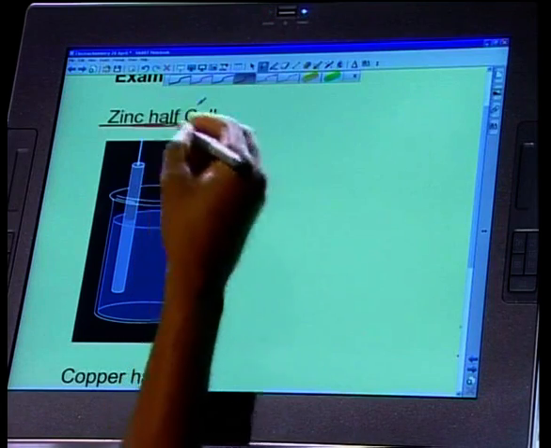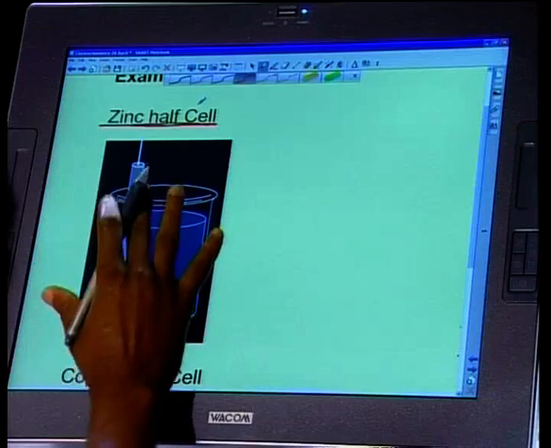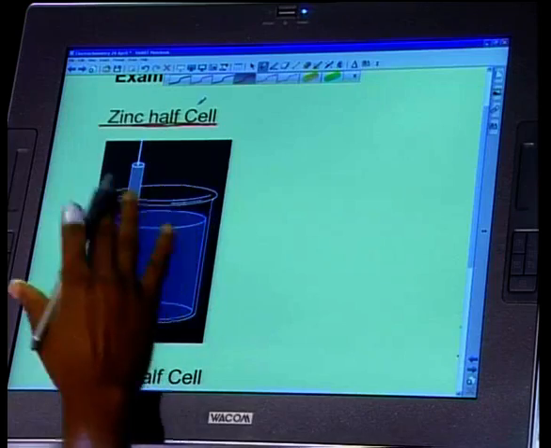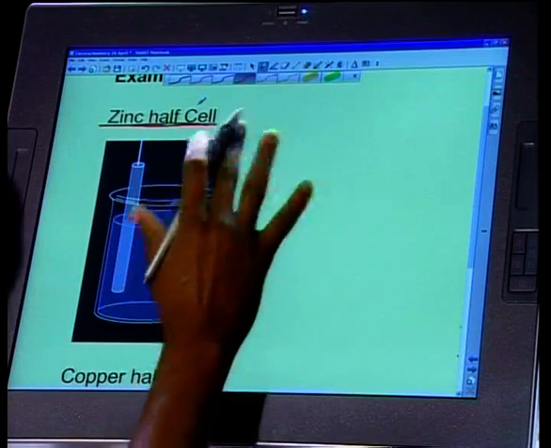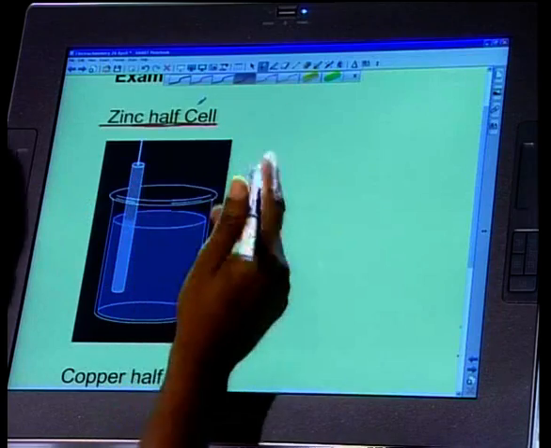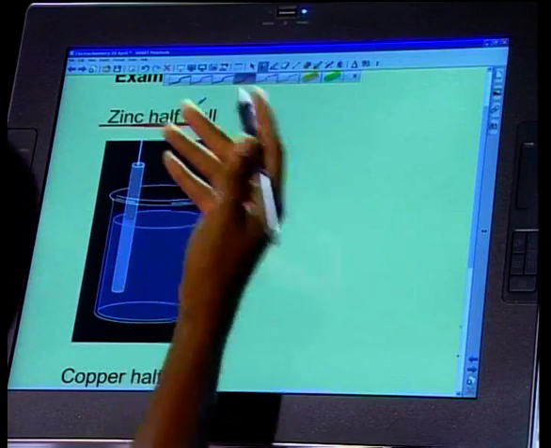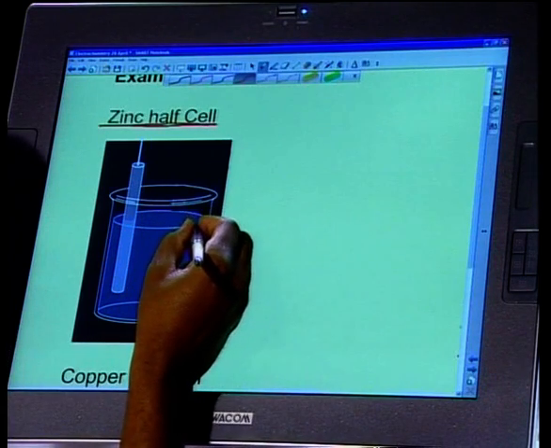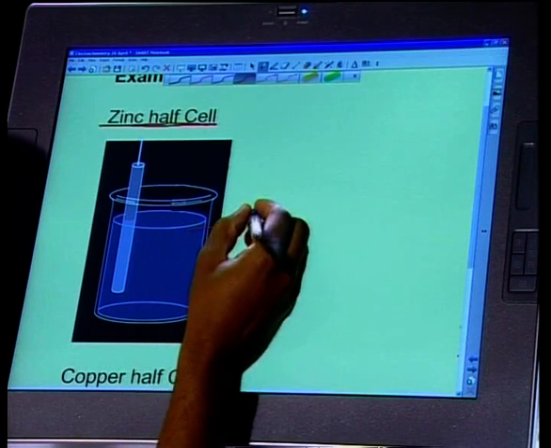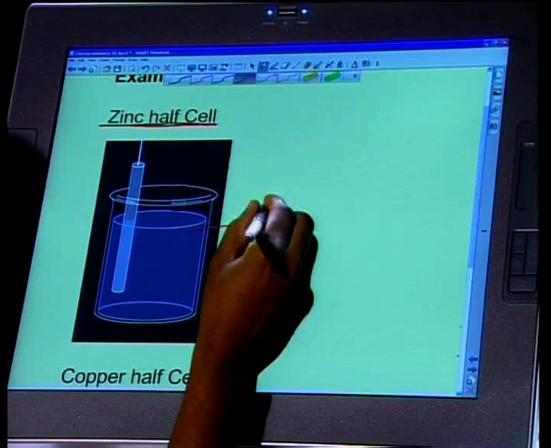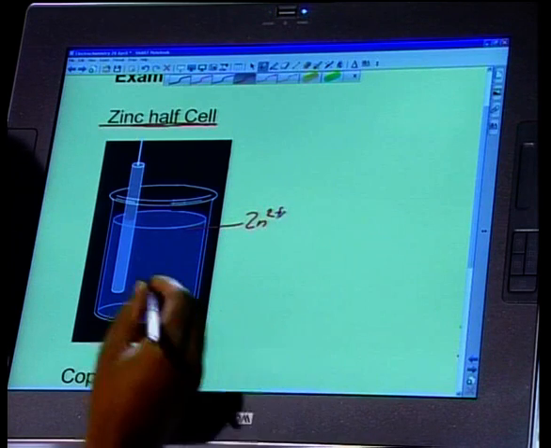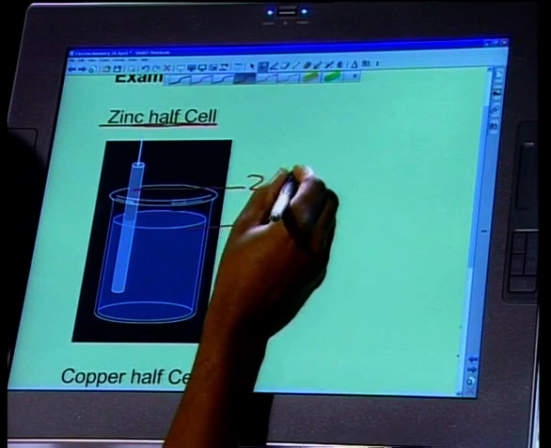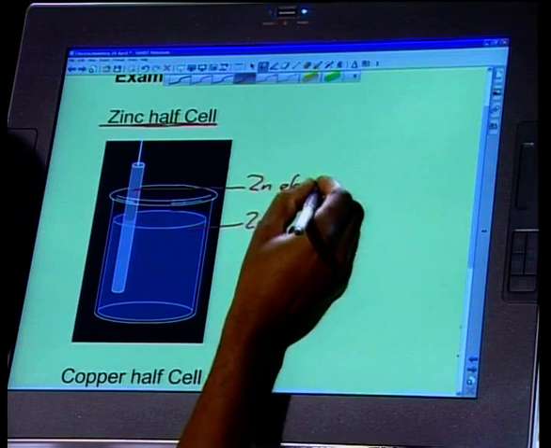Remember that this is where oxidation happened. But because this time it is not connected to any other cell, it looks like nothing is happening, and we may not necessarily have the voltage or potential difference created. But let's look deeply into what is happening inside here. We know that here we have got a solution of zinc 2+, and this is a zinc electrode.